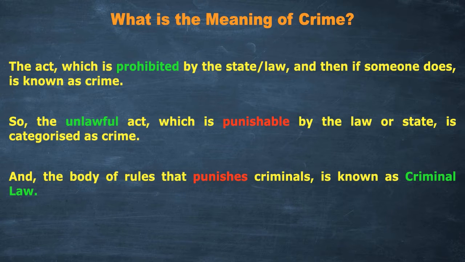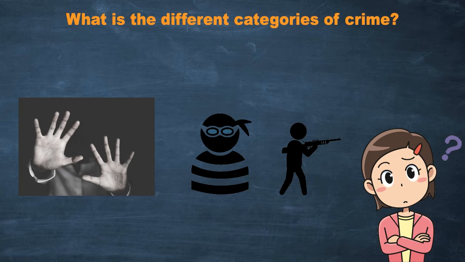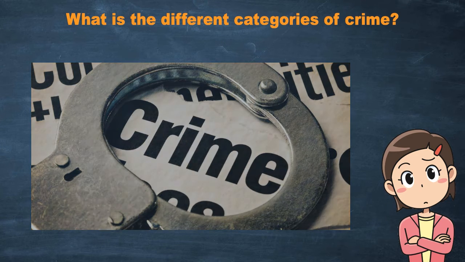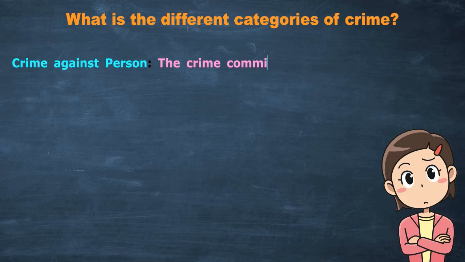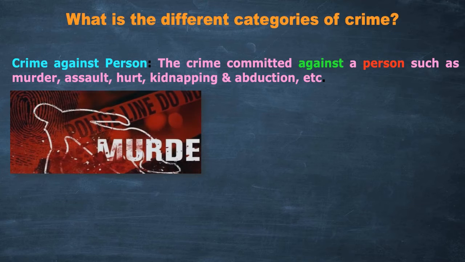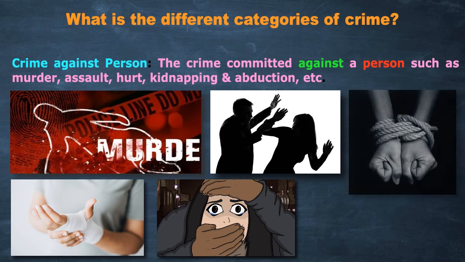Of course, so simple. Now let's come to the second topic, the different categories of crime. Depending on against whom or against what the crime is actually committed, crime can be categorized as crime against person. The crime committed against a person, such as murder, assault, hurt, kidnapping, abduction, etc.